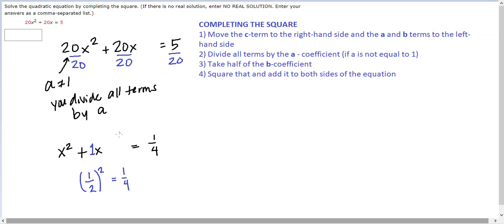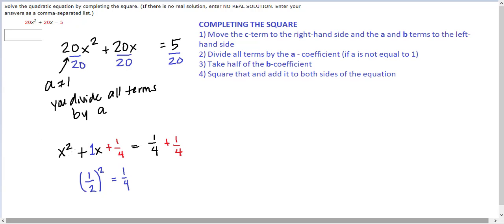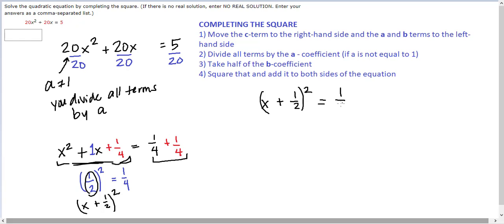We now add 1/4 to both sides, because in algebra, if I add something to one side, I have to add it to the other side. Now what this means is, what we have on the left-hand side is what we call a perfect square. x squared plus 1x plus 1/4 is the same as x plus 1/2 squared. So we have x plus 1/2 parentheses squared equals, and now on the right hand side, let's add these two terms. 1/4 plus 1/4 is 1/2.